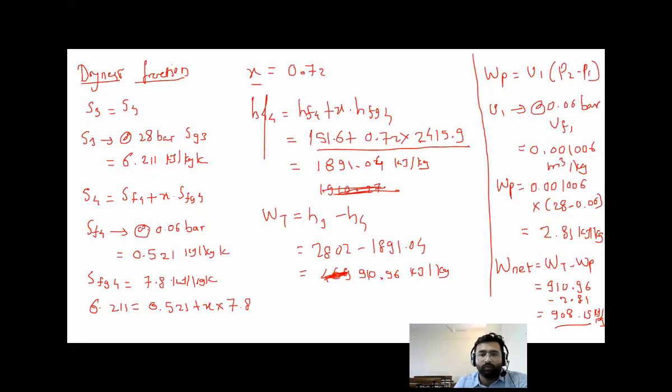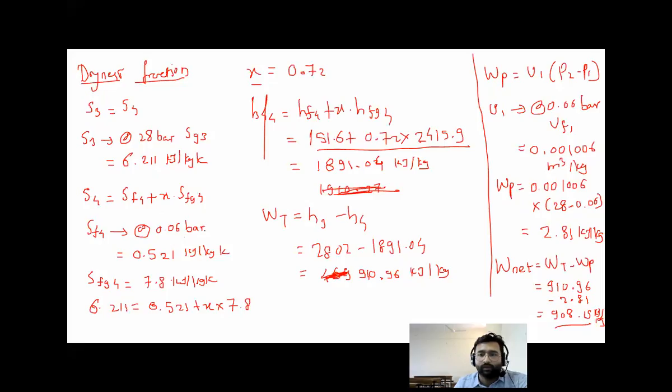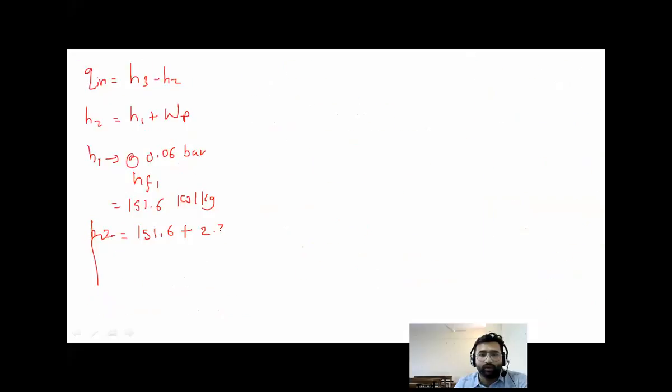And now H2 will be equal to, pump work is how much? 2.81. So 151.6 plus 2.81. This will be 154.41 kilojoule per kg, right?